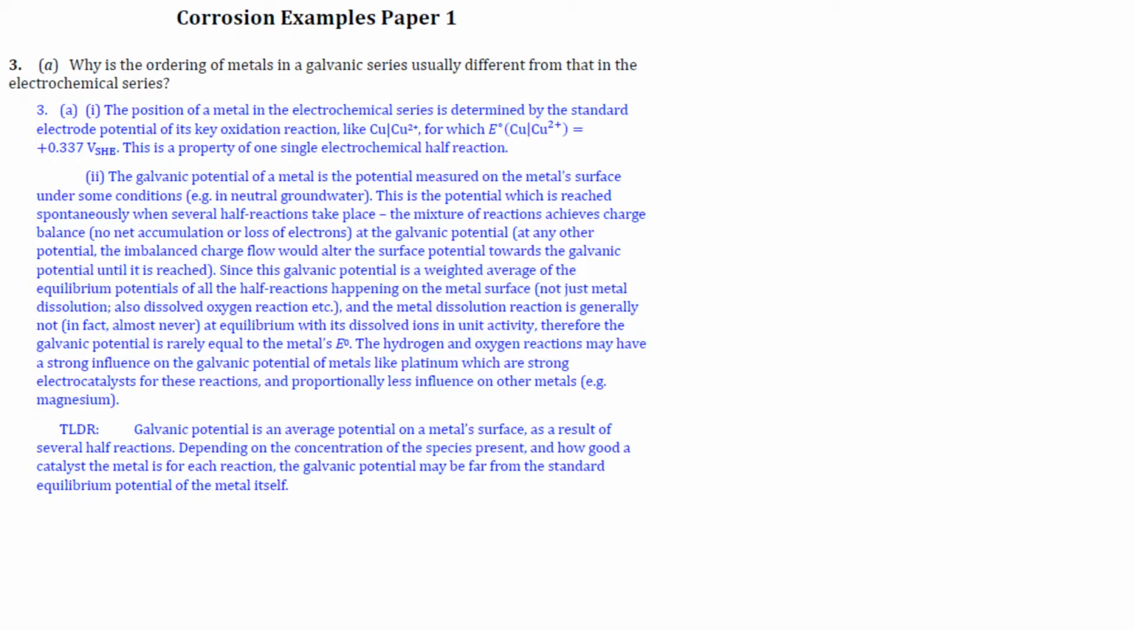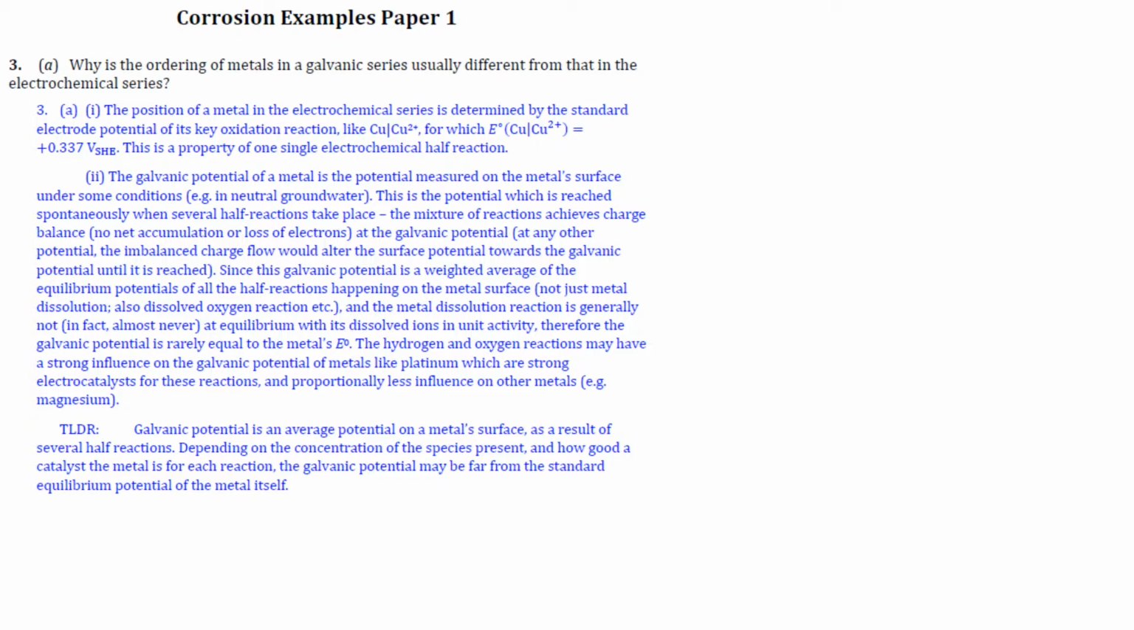So let's answer just by being precise about why. First, the position of a metal in the electrochemical series is determined by the standard electrode potential of its key oxidation reaction, like copper to copper 2+. That is a property of just one electrochemical half reaction, taking place at unit ion activities.